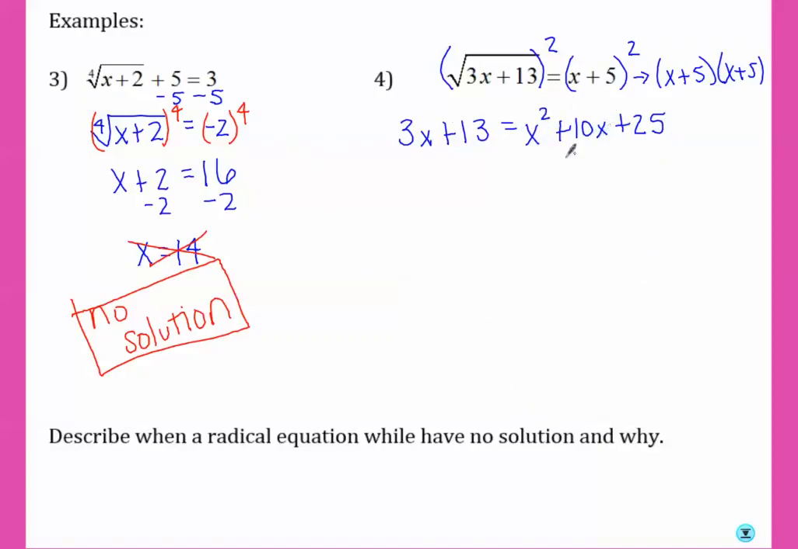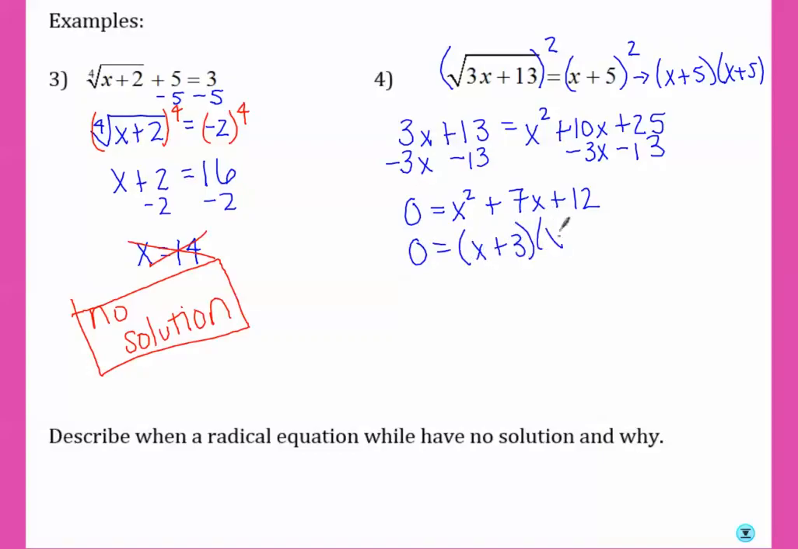Since we have x squareds and x's, we know we have to make this equal to 0, so we can factor it. So we're going to subtract 3x and subtract 13 over here, and subtract 3x and subtract 13 over here. So we have 0 equals x squared plus 7x plus 12, which factors to x plus 3 and x plus 4. So we know that x equals negative 3 and x equals negative 4.